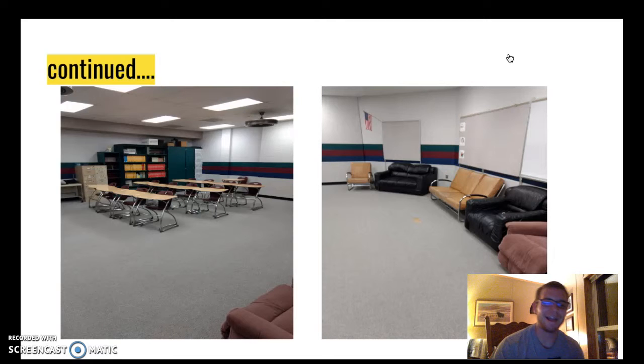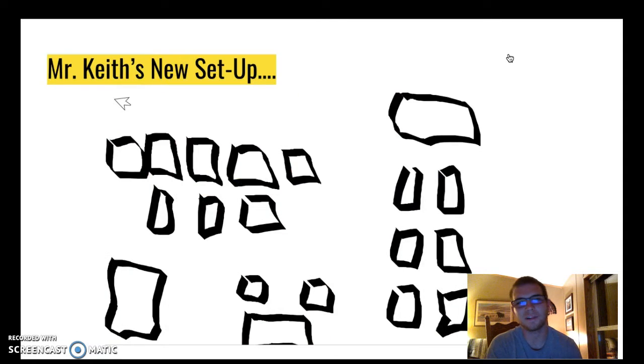So I changed it up, and I apologize, I didn't get a picture before I left on Friday because it just slipped my mind. But I was able to draw something. And so what I have here is, if you see that group of 8 desks in the left-hand corner, that's my lecture area.